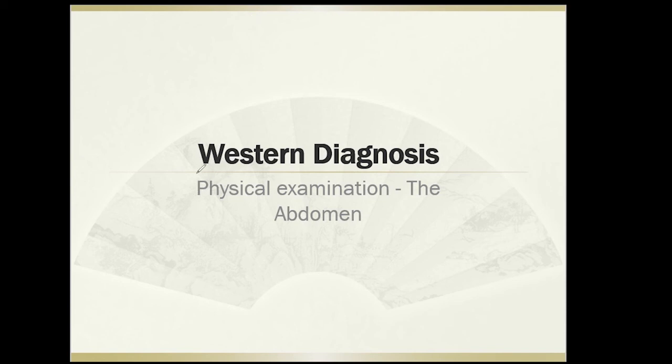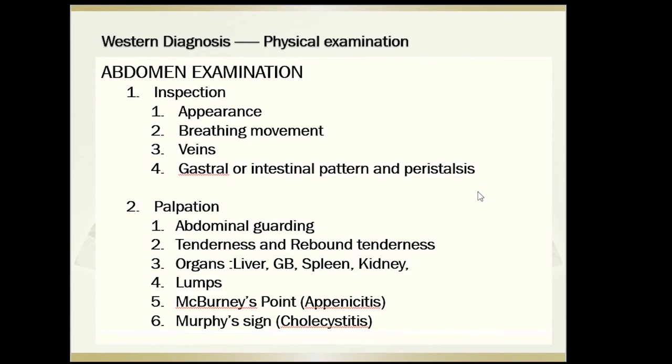So we say best diagnosis, physical examination in the abdominal area, we include inspection. The first is inspection, and we look at the appearance, what it looks like. We look for the breathing movement. We look for the veins. And we also look for the stomach and intestine kind of movement in there.